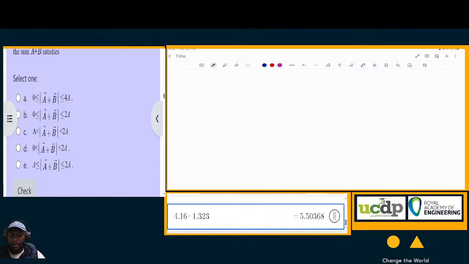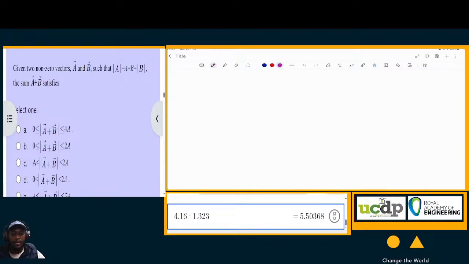If the question is not clear, let's just adjust it a bit. Okay, there is the question. The question says, given two non-zero vectors A and B, such that the magnitude of A is equal to the magnitude of B, the sum of vector A plus vector B satisfies... So we need to see what that summation of vector A and vector B satisfies.